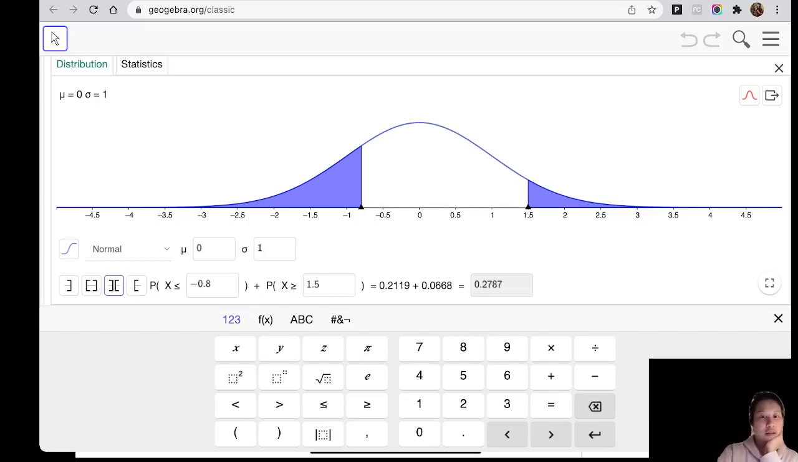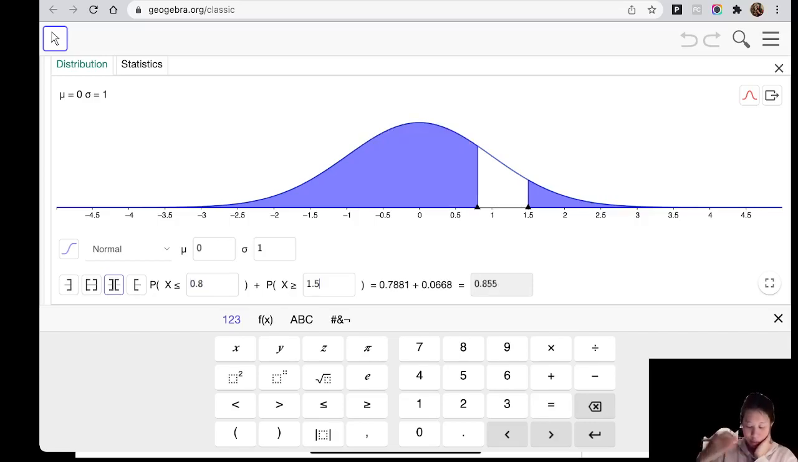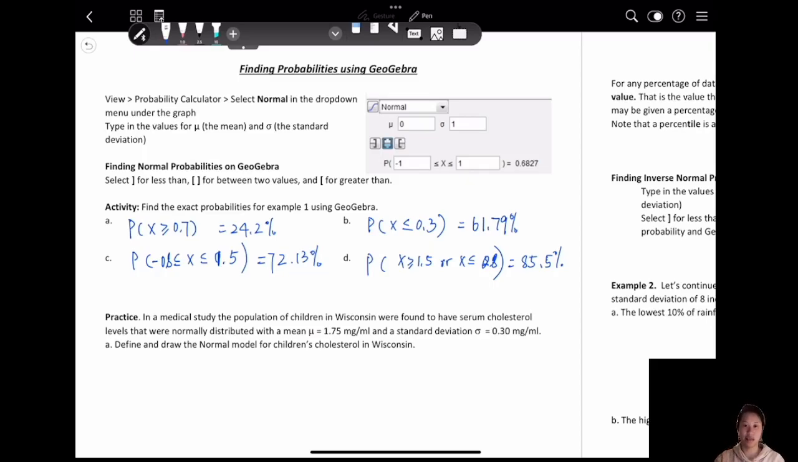So now let's take a look. When x is less than 0.8 would be in here, right? Greater than 1.5, which is here. So the total shaded area would be 85.5%. Okay. Now let's have more exercise. This teaches you how to get used to the bracket and the equal sign on the probability.